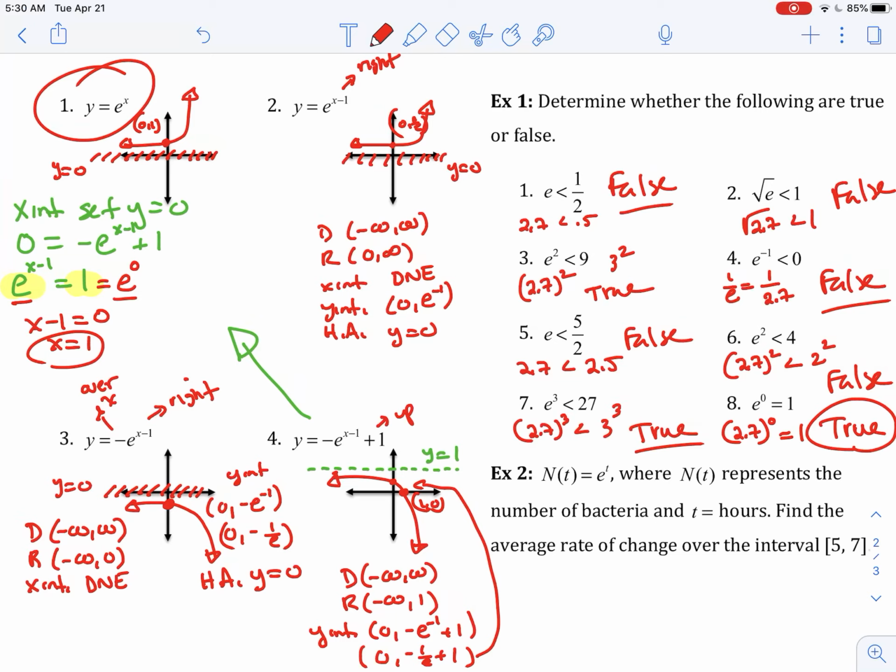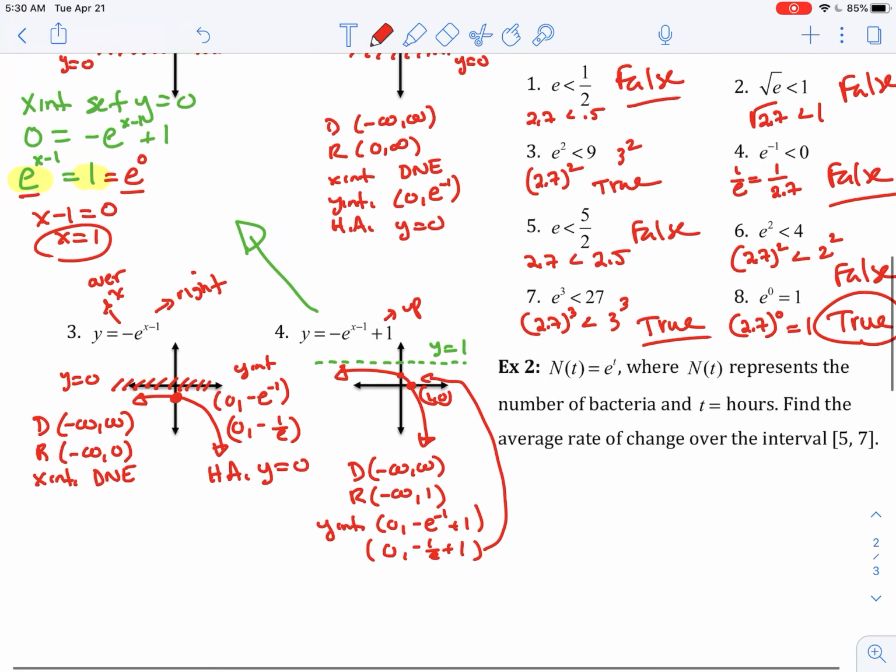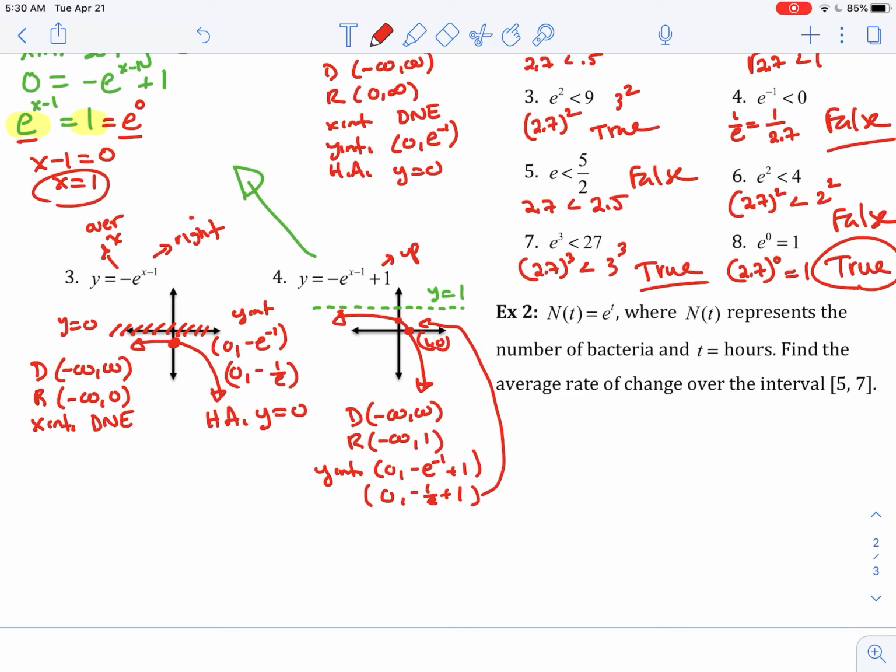So anytime you see e, again, it's just a number. You're just working with this approximate value of 2.7. Okay? And last one, looking at number 2 here. N of t is this e to the t power, this exponential, where our base is this number greater than 1. Our base is just 2.7.